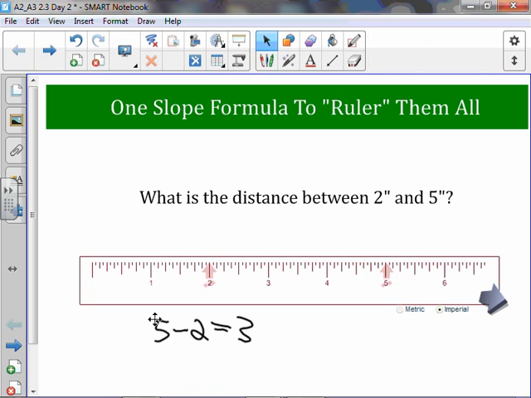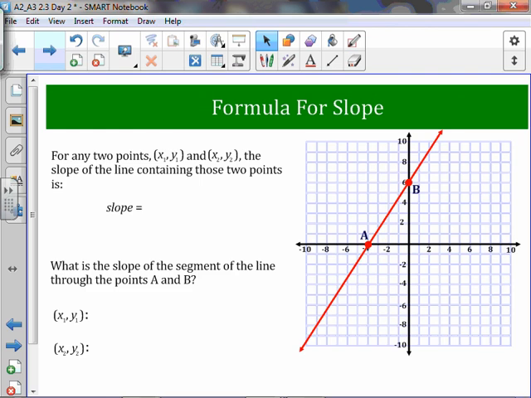The same sort of thing follows when we're talking about the formula for slope. For any 2 points, x1, y1, and x2, y2, the slope of the line containing these 2 points is y2 minus y1 divided by x2 minus x1.